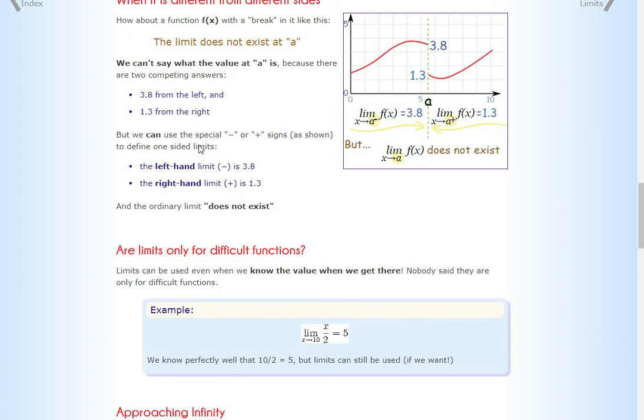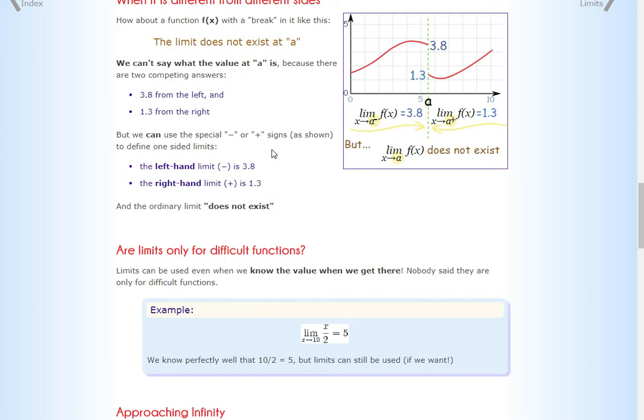And you can see it tells you that here too. So 3.8 from the left, 1.3 from the right. We're using that negative symbol as an exponent for the left side, and that plus symbol for the right side. And then the ordinary limit, which would just be with no symbol, does not exist.